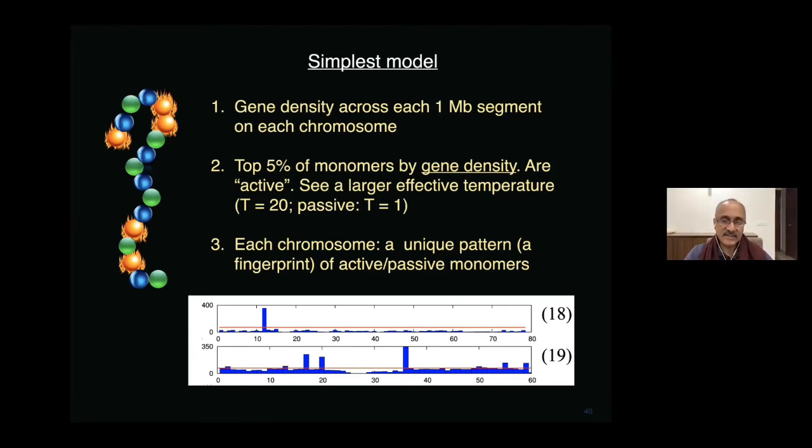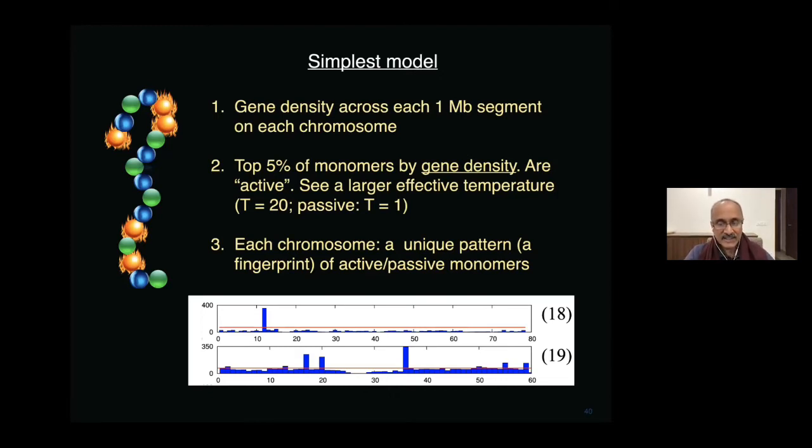Because I know where the genes are, each chromosome presents a unique pattern or a fingerprint of active and passive monomers. Chromosome 18, which is gene poor, if I depict my cutoff as that red line that you see there, you can only see one monomer that sticks beyond. There's only one active monomer that chromosome 18 contains.